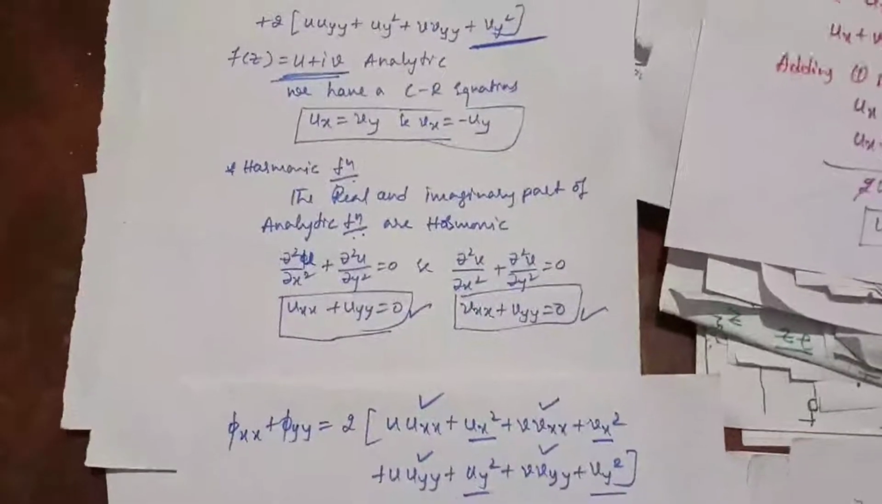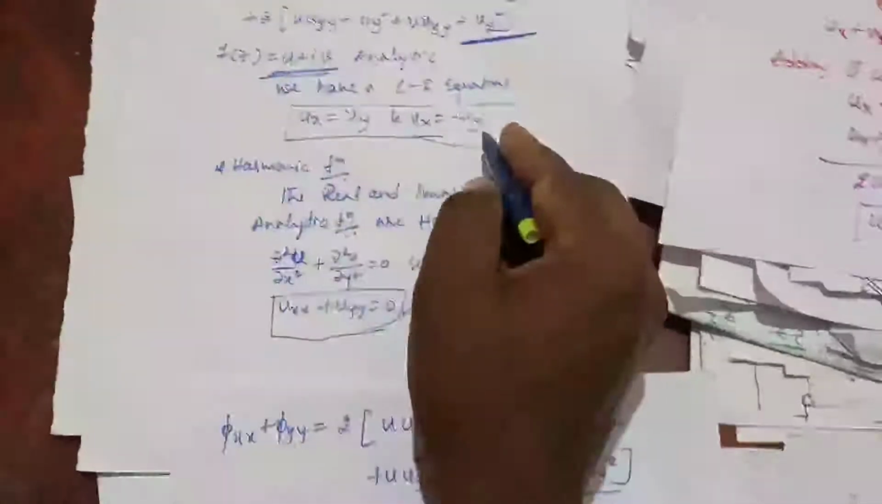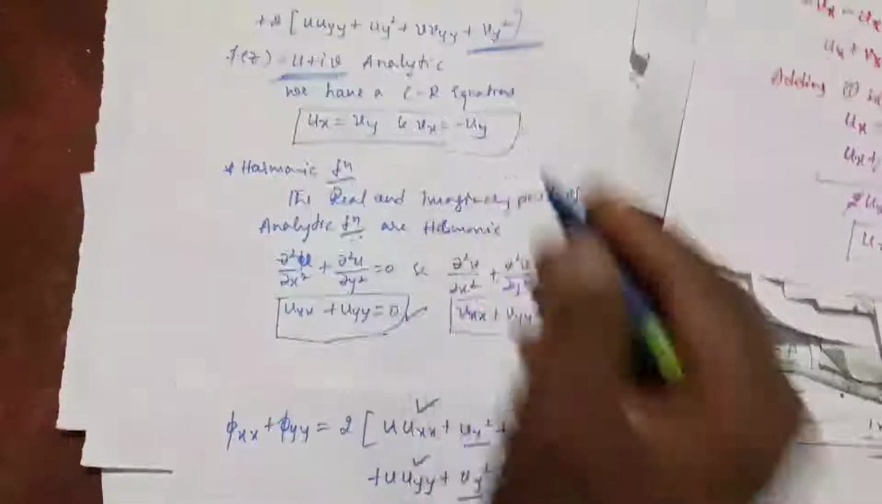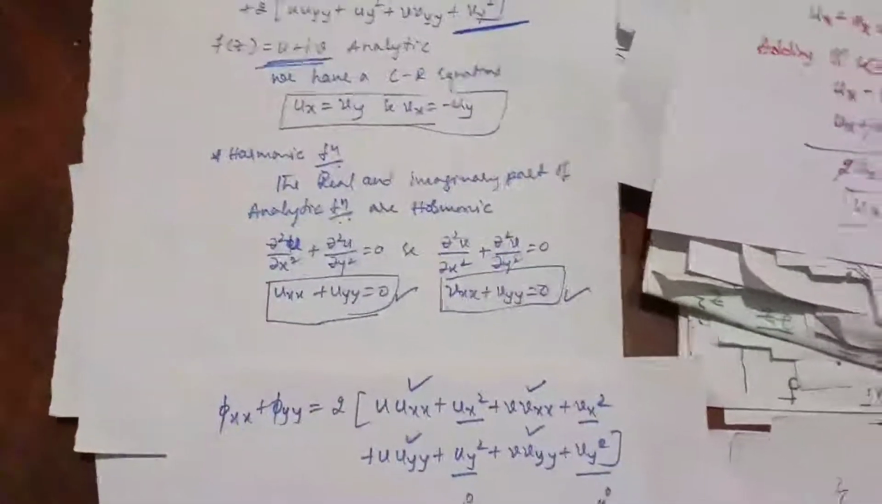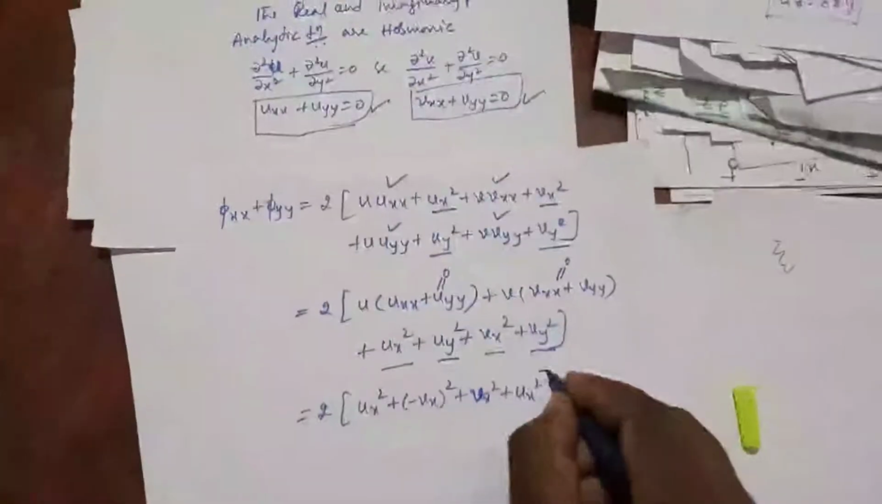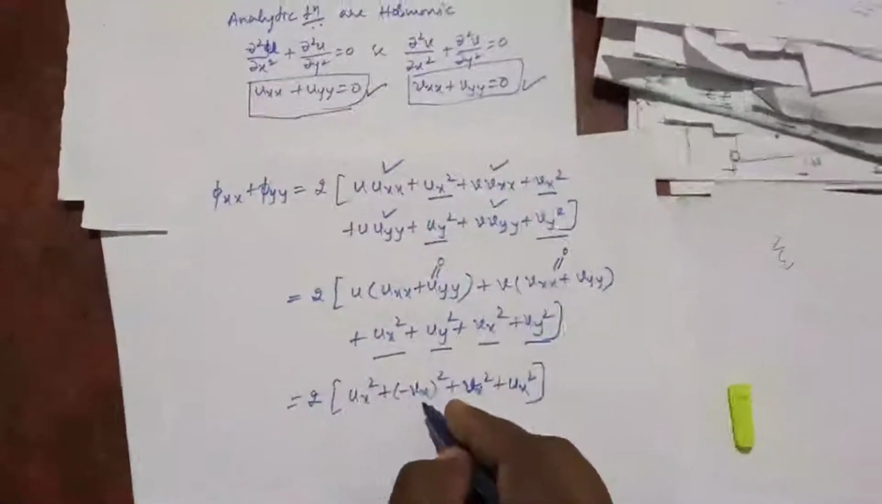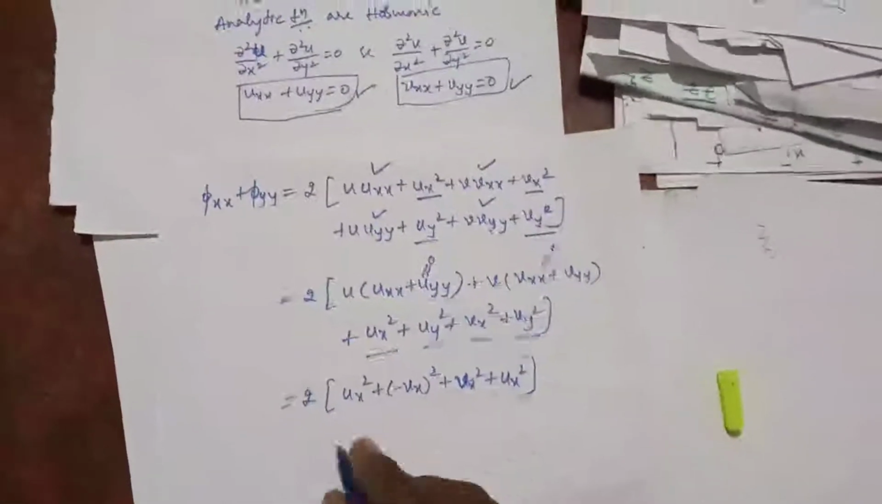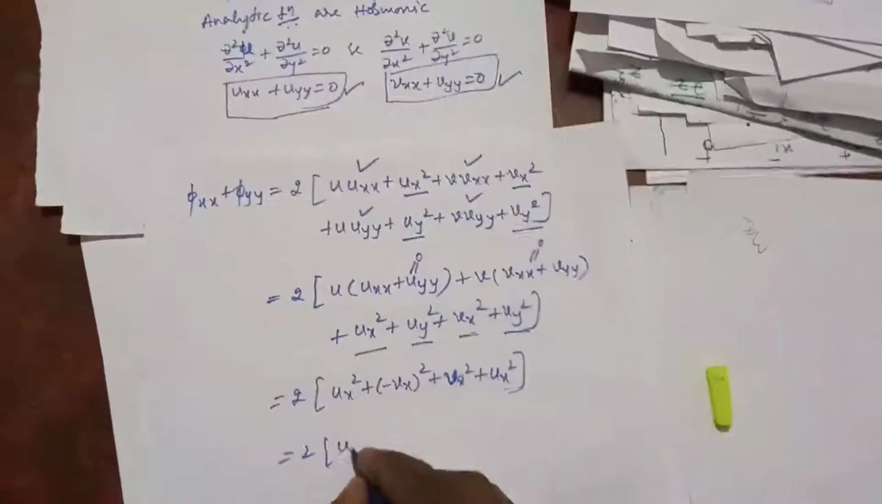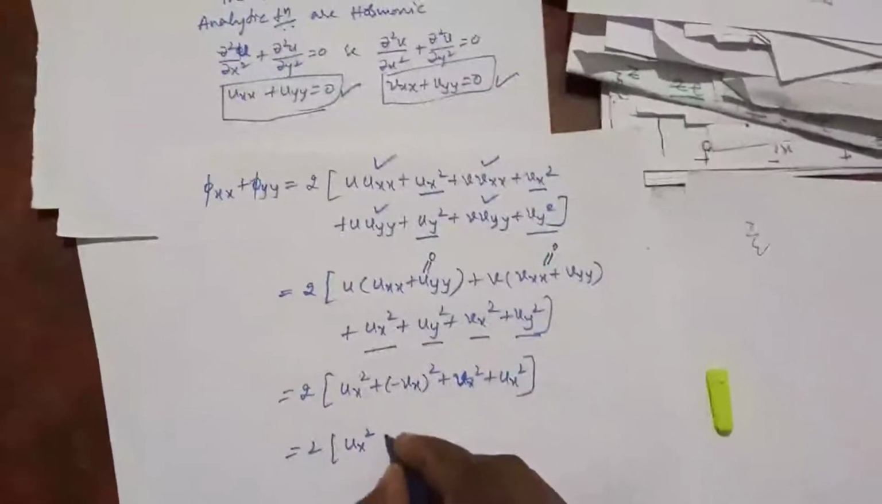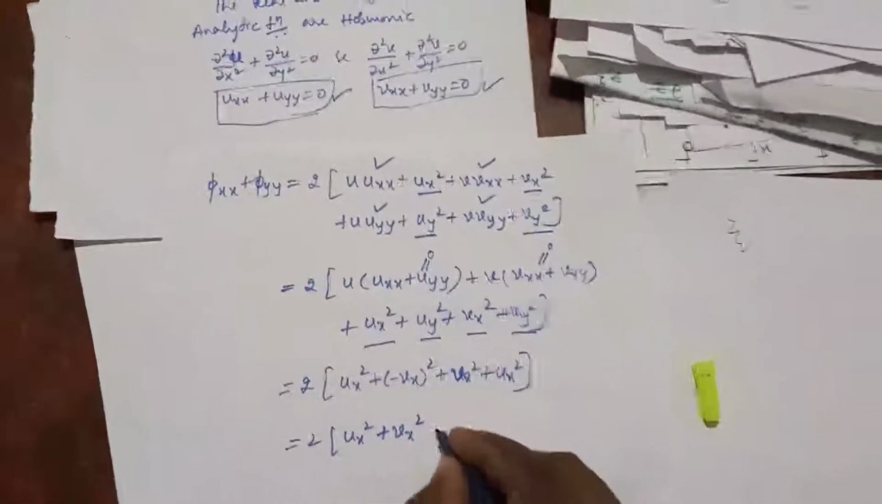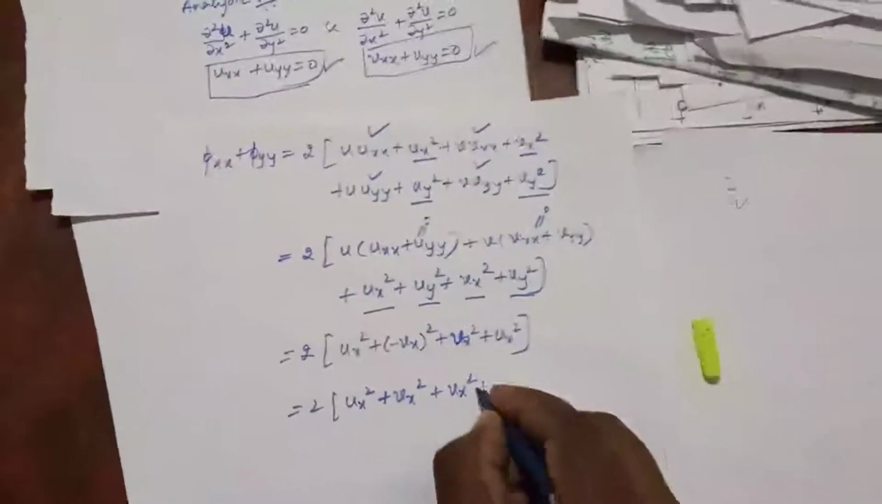Write ux square as it is. In place of uy, we have to write minus vx, that is minus vx whole square. Write vx as it is. In place of vy, we have to write ux, so that is ux square. Here in place of uy minus vx square, vy ux square. So 2 times ux square, and minus whole square will also become plus vx square, ux square.